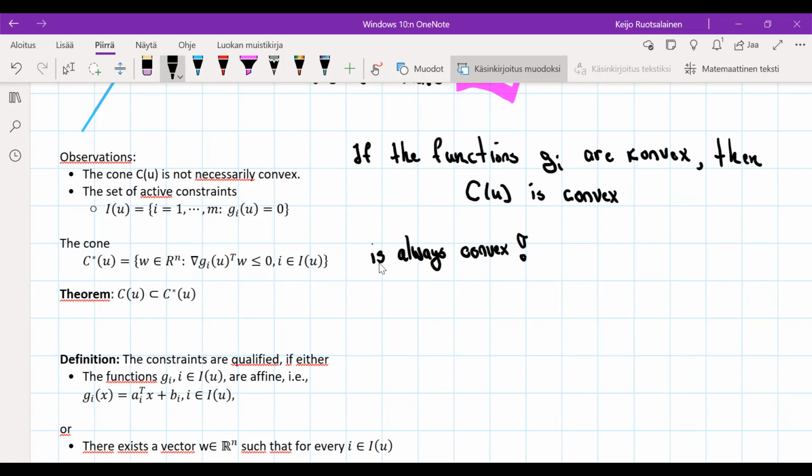Then the first theorem says that the cone of feasible directions is of course part of this cone C star. And the main point is when they are equal.